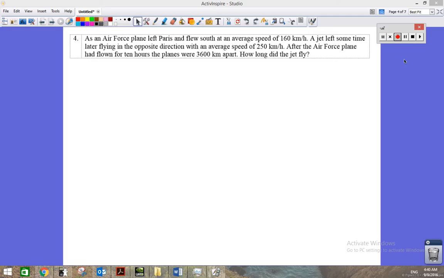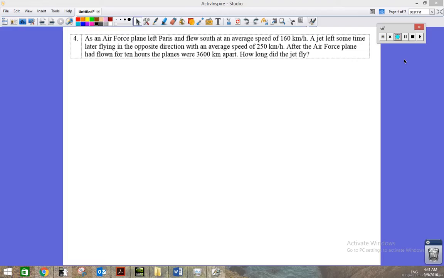All right, so what do we have here? We've got an Air Force plane that leaves Paris and it's flying south at 160 kilometers per hour. Then, at some later point in time, a jet leaves Paris and flies in the opposite direction at an average speed that's a lot faster at 250 kilometers per hour.